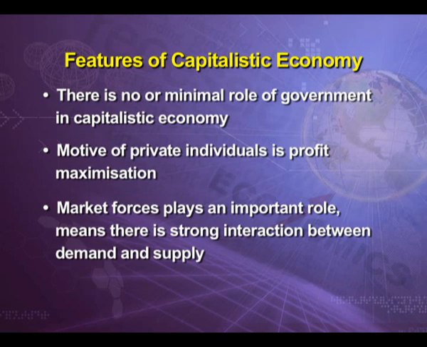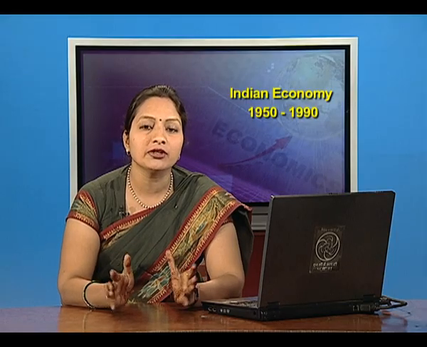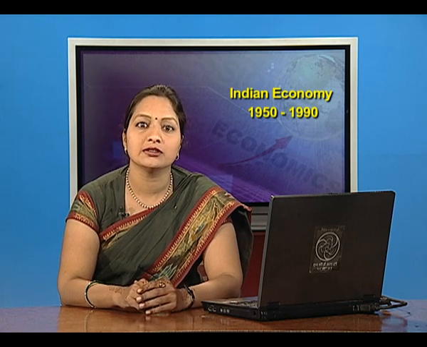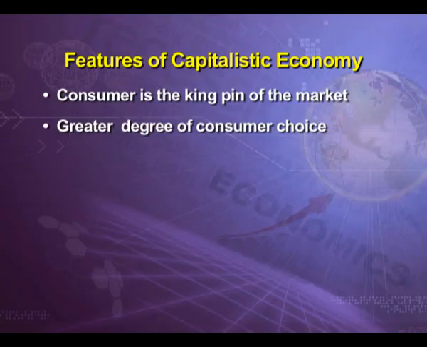In this capitalistic economy, market forces, that is demand and supply, play an important role. Here, income distribution is unequal, meaning there is a wide gap between rich and poor. Consumer is the kingpin of the capitalistic economy. It is the consumer who leads the producer on what to produce. Producer produces only those goods which are demanded by consumers, not as directed by the government. There is a greater degree of consumer choice in the capitalistic economy.